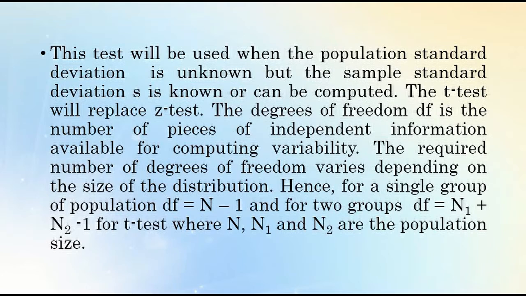The degrees of freedom, df, is the number of pieces of independent information available for computing variability. The required number of degrees of freedom varies depending on the size of the distribution. Hence, for a single group of population, df is equal to n-1, and for two groups, df is equal to n1 plus n2 minus 1 for the t-test, where n1 and n2 are the population sizes.